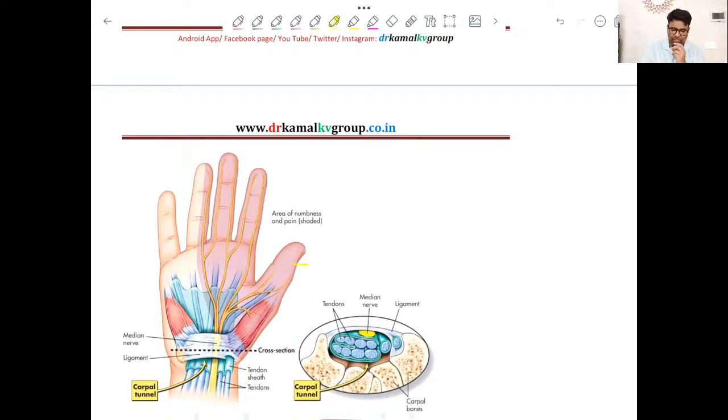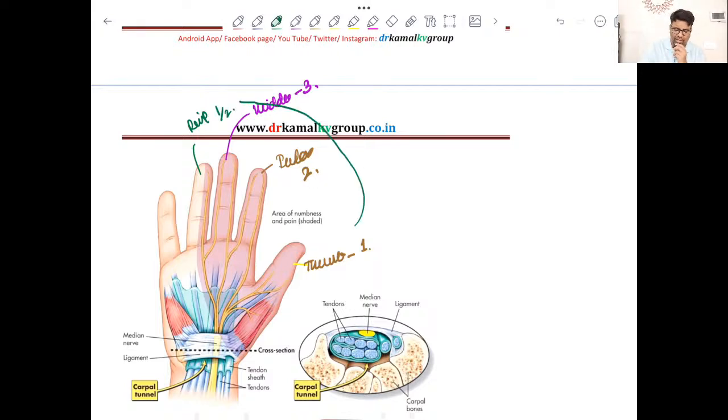So this is thumb, this is taken as first, index is taken as second, then middle is taken as third, and then ring half, right? So this is lateral 3.5, okay, on volar side. This is very important. Not on the dorsum, only on the volar side, right? So volar side 3.5 is all territory of median nerve, okay?